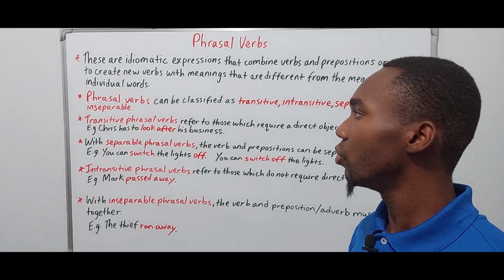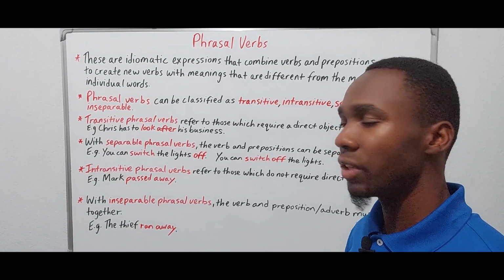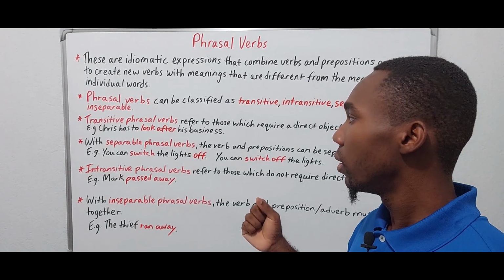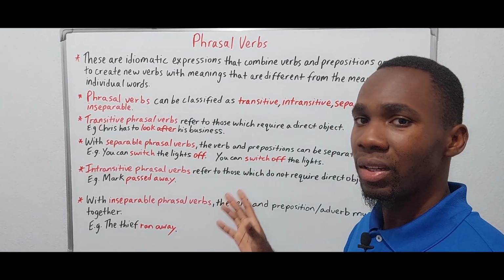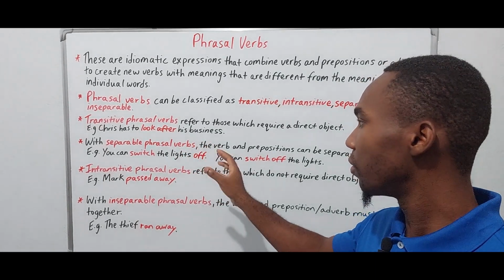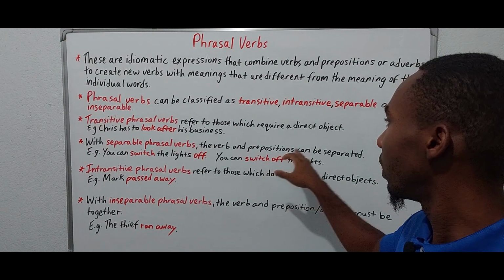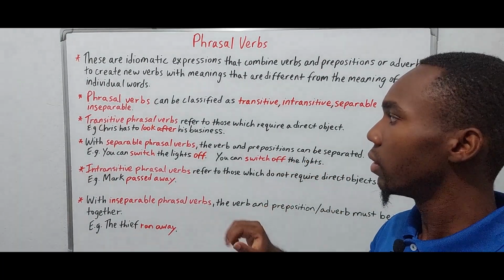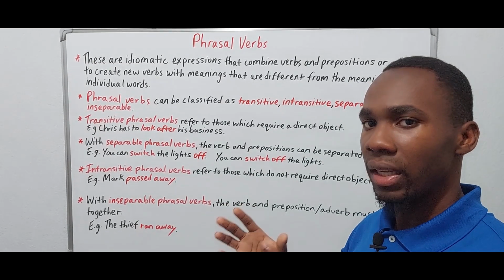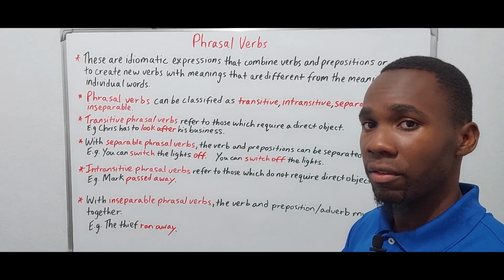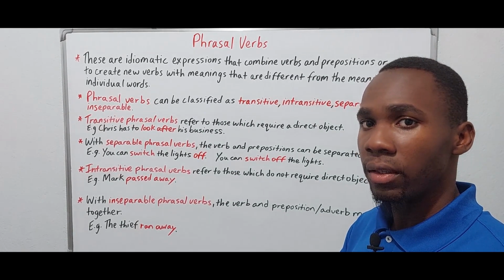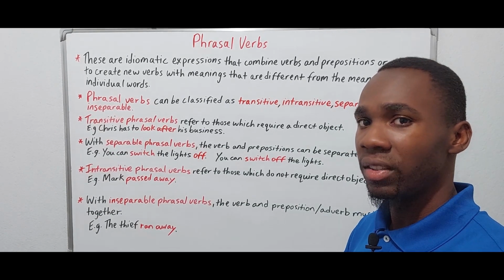So when it comes to separable phrasal verbs, and that's probably an unfamiliar term, all that is referring to is the placement of the direct object. Okay? So with separable phrasal verbs, the verb and preposition can be separated. Okay. So we're talking about separable. Alright, so in this case, a preposition has to be involved. A direct object has to be involved. Right? Otherwise, it wouldn't be separable.